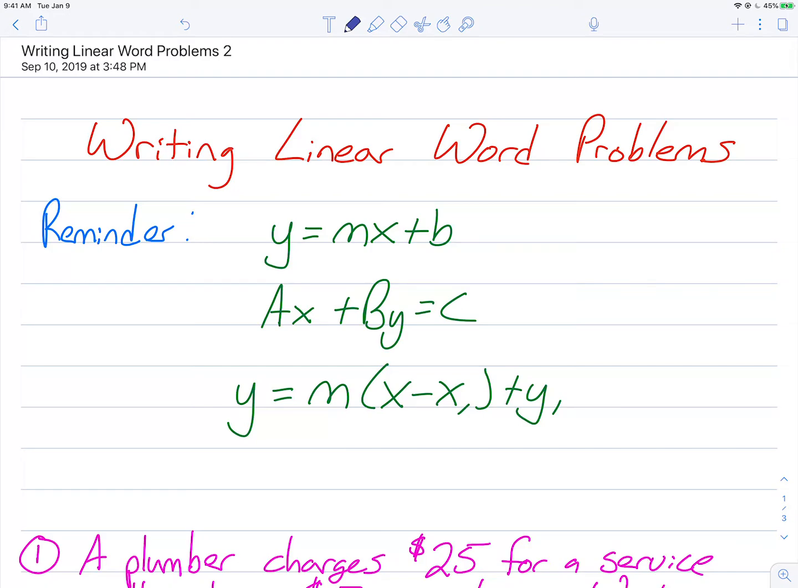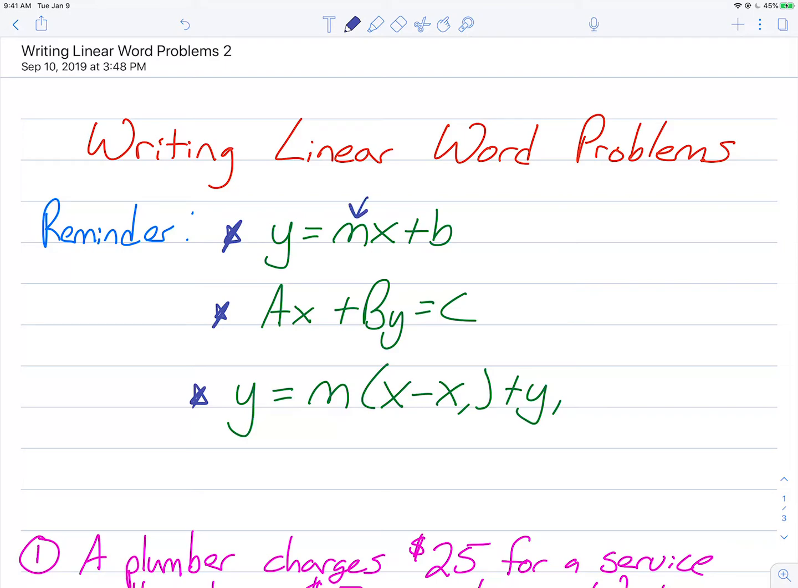Writing linear word problems. So we're going to have a word problem and we're going to have to write an equation for the scenario. So the useful equations are going to be in the form of y equals mx plus b, ax plus by equals c, and y equals m times (x minus x sub 1) plus y sub 1.